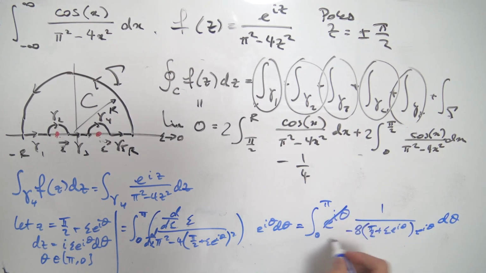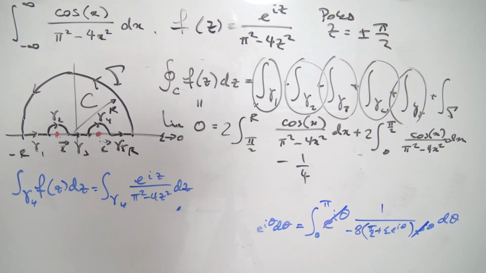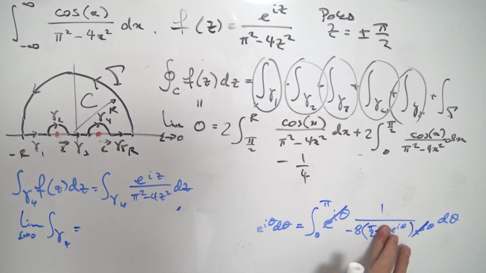Notice that this and that will cancel each other out. And what are we left with right here? We're left with the limit as our epsilon approaches 0 on the integral over gamma 4. That's equal to, well, if this goes to 0, that's just going to disappear off, and we're left with minus 4 pi on the denominator right here.